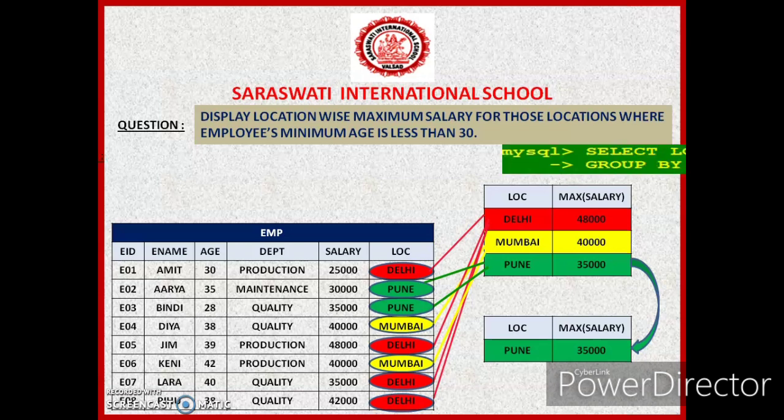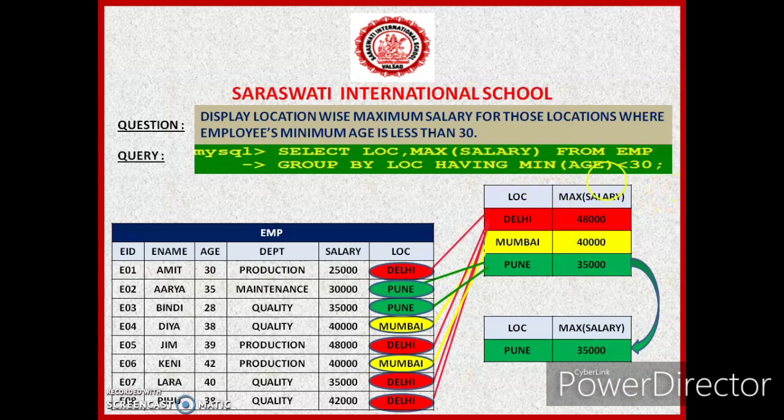So, our query will be this. Here, as we discussed, in group by clause, I have used the field LOC, and in having clause, I have specified the condition which we want to apply on groups of records. So, here the condition is min age less than 30. Means minimum age should be less than 30. And in select clause, I have used function max on column salary to display maximum salary values.